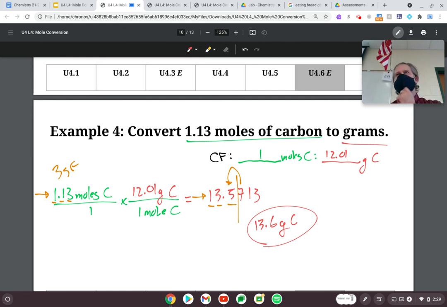All right, for those of you that are playing along, we found that the relationship between moles of carbon and mass of carbon, or grams of carbon, was 1 mole of carbon is equal to 12.01 grams of carbon. So I set up my conversion factor so that moles of carbon was on the bottom so that it would cancel out. Got mass of carbon on the top, multiplied straight across, got 13.5713. I identified that this problem started with 3 significant figures, so we needed to have our answer with 3 significant figures. I counted 1, 2, 3. That's 7, which definitely rounds the 5 up to a 6. And I got 13.6 grams of carbon. Questions?